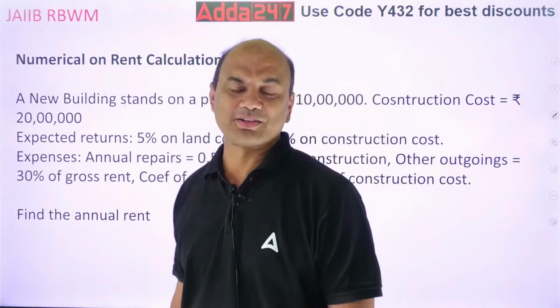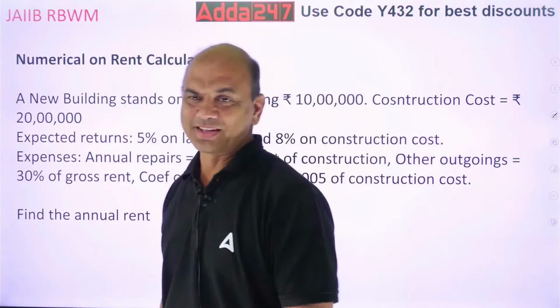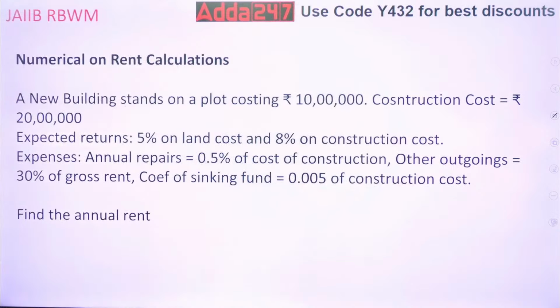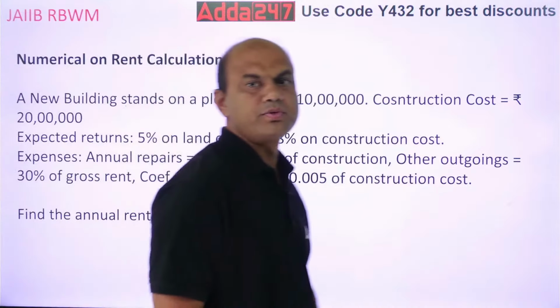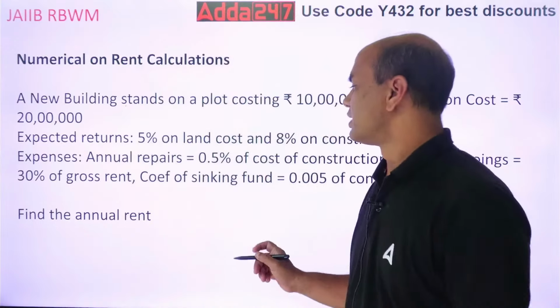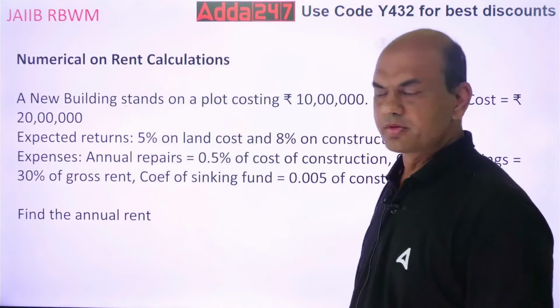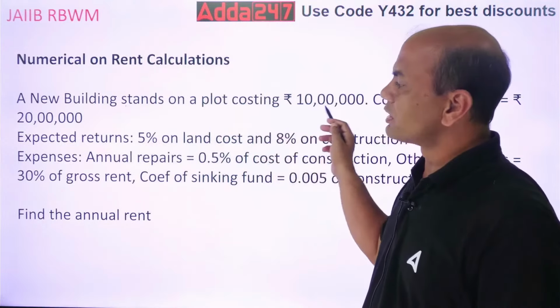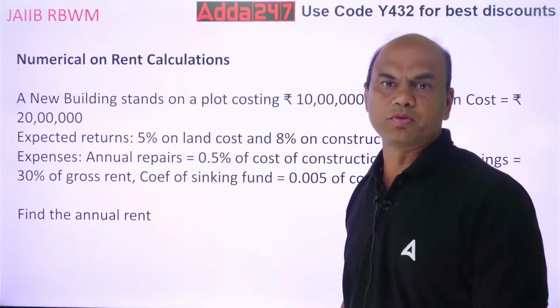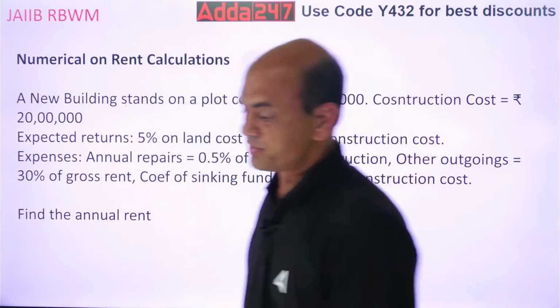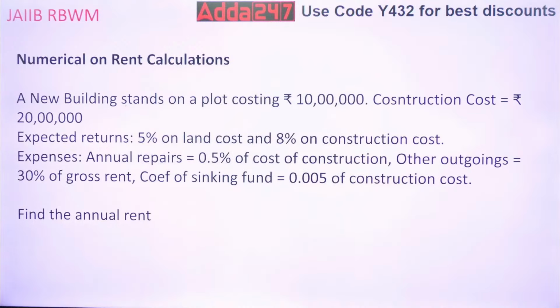This numerical is not that simple. So how should you solve this? See, your target is the annual rent. First you have to look at what the total cost is, what the returns are, and then you have to assume a certain rent and then move on.